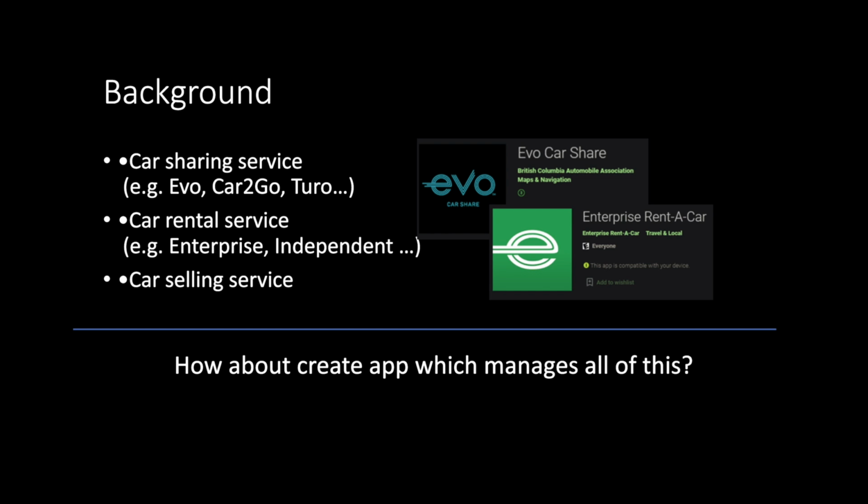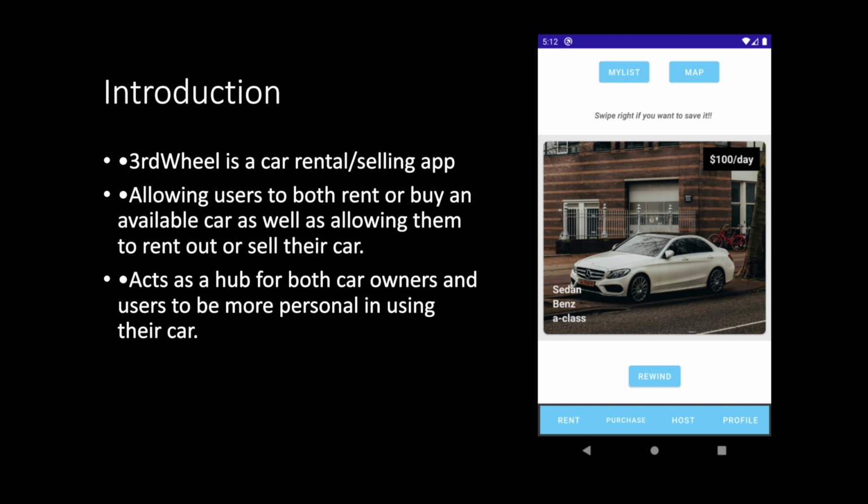But we thought, how about creating an app which manages all of these functions? That's why we created 3rd Wheel. 3rd Wheel is a car rental and selling app, allowing users to both rent or buy an available car as well as allowing them to rent out or sell their car. It acts as a hub for both car owners and users to be more personal in using their car.